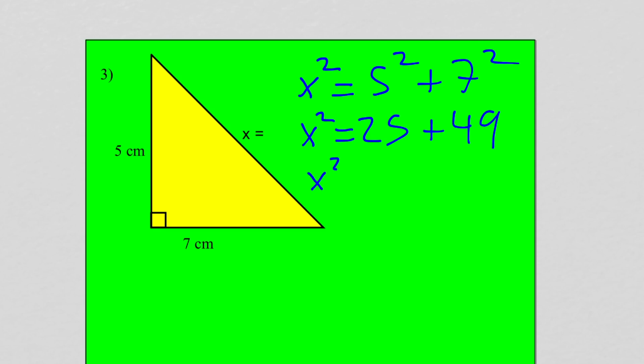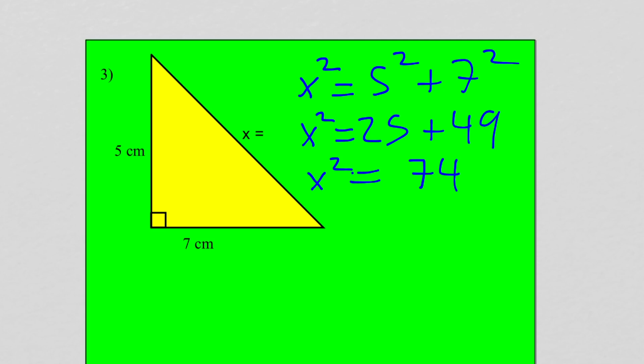x squared equals, okay, I know 20 plus 40 is 60. 5 plus 9 is 14, and 60 plus 14 is 74. Now this time, what's a little bit different here is that we don't have a perfect square, we have an imperfect square. But that's okay. From our previous unit, we know how to estimate those. I know that this perfect square below 74 is 64, and the perfect square above it is 81.